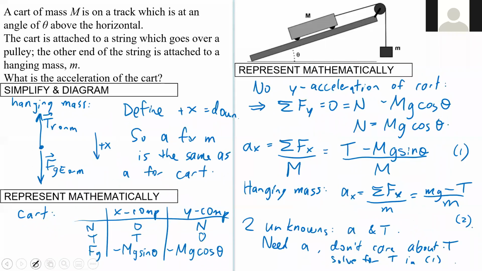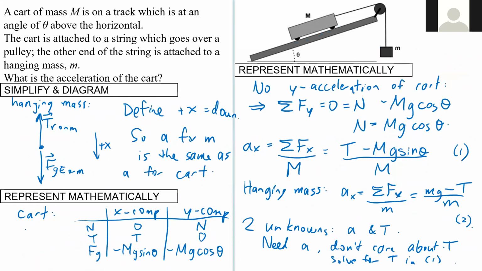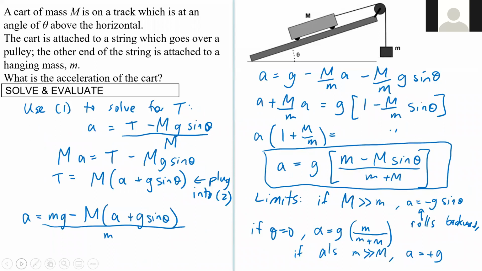Okay, and then I'll go through just these. So the first thing I did was make a sketch, then two force diagrams, one for the cart, one for the hanging mass, and solve it out. The acceleration was the same for both. And the tension was the same for both, it's the same string. And so I was able to eliminate one of them and solve for the answer.